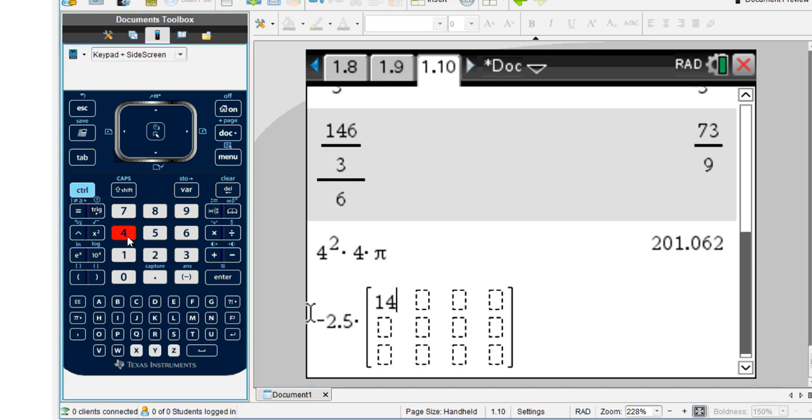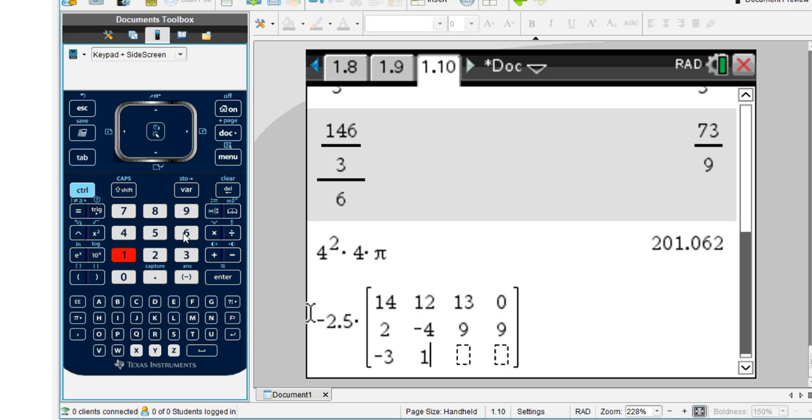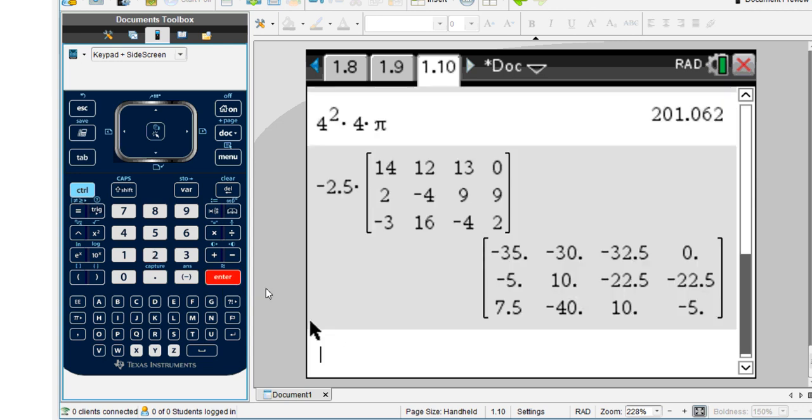So 14, 12, tab 13, tab 0, tab 2, tab -4, tab 9, tab 9, tab -3, tab 16, tab -4, tab 2, and so we check everything.